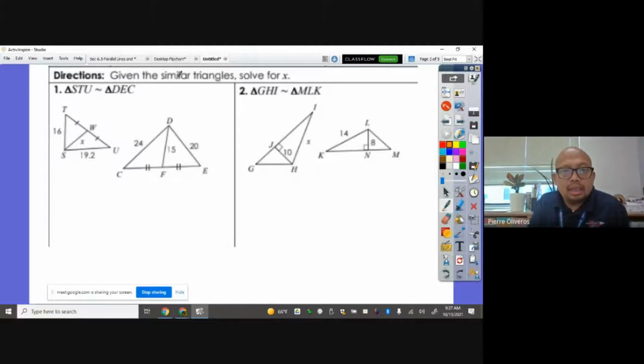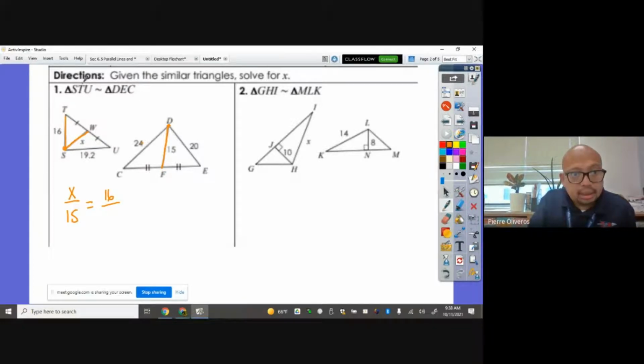Given the similar triangles, all the triangles are similar, similarity statement are given. So for the X, first, what do we have here? This is a median, because it goes from the vertex to the midpoint of the opposite side. So X over 15 right away there. Now we pick a side. Let's say I pick TS. TS is 16. What's the part of TS on the other side? It could be 24 or 20.